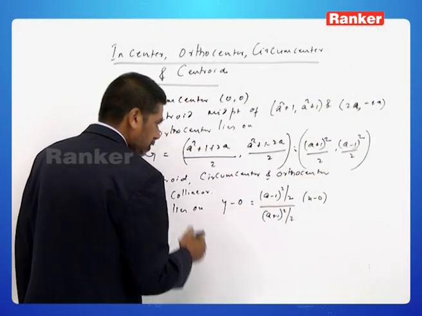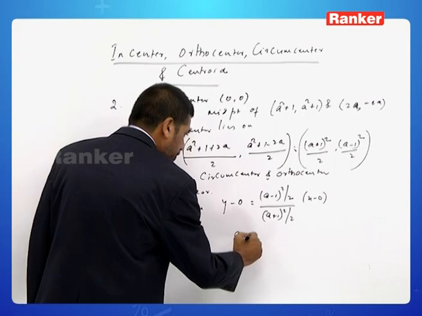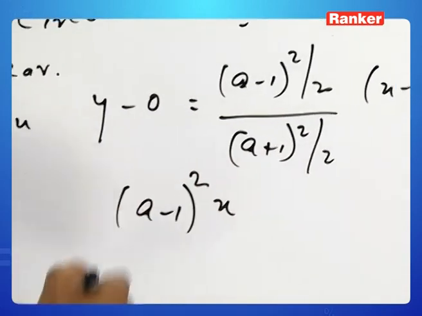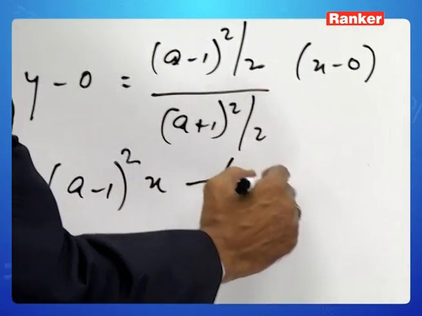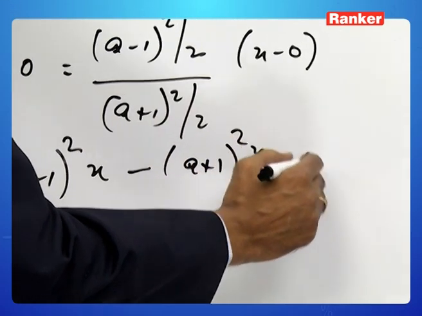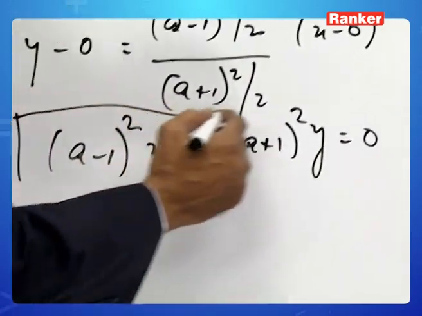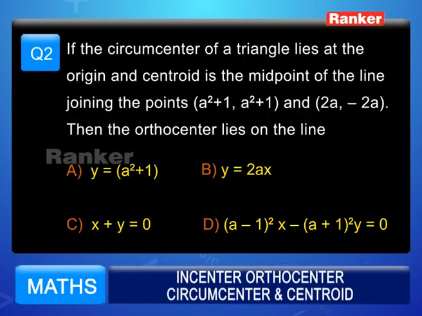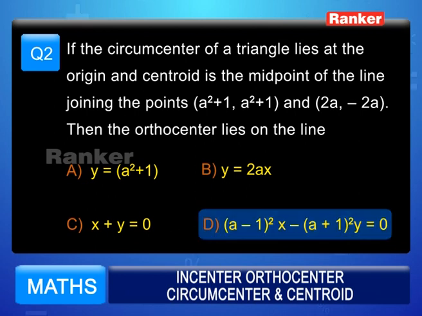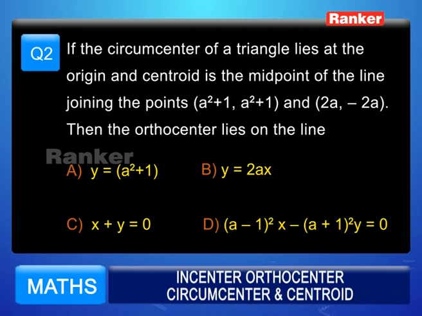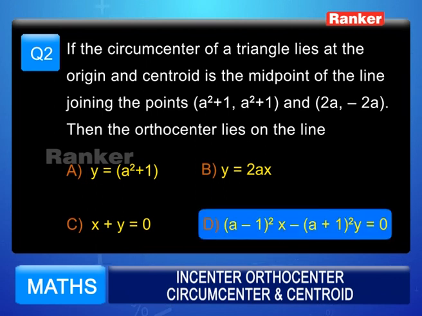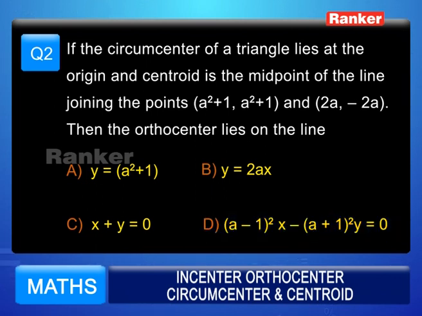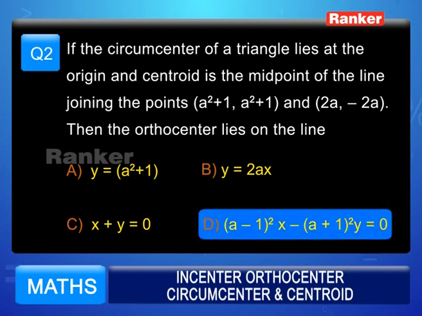So this is the same as (a minus 1) whole square x minus (a plus 1) whole square into y is equal to 0. And this is shown as option D in the question. So it's based on a very simple principle called the collinearity of the 3 important points of concurrence.